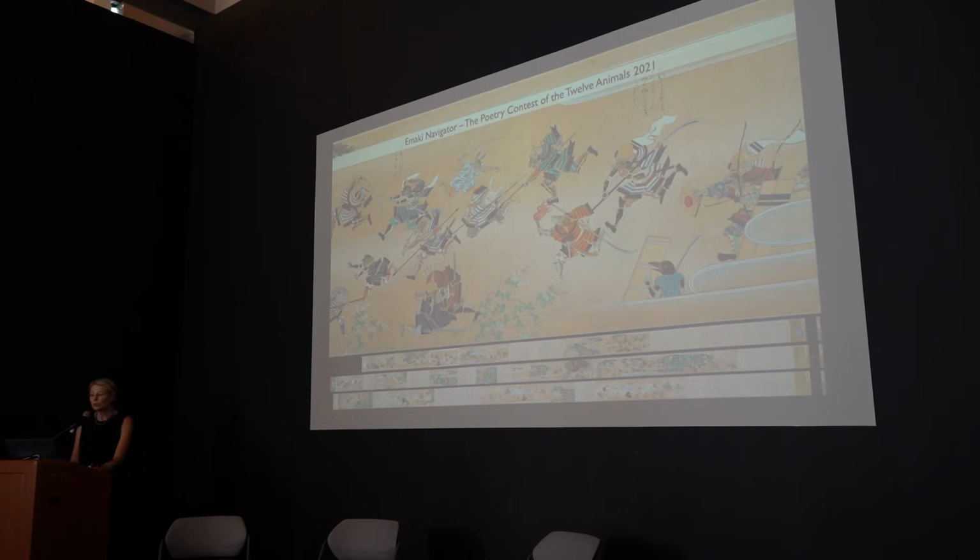Interfaces also embrace the spatial formats of their originating media. The Amaki Navigator enables visitors a spatial, temporal form of navigation through a painterly narrative. These are the three hand scrolls for the poetry contest of the 12 zodiac animals. And from a physically embodied point of view, viewers reveal each of these 17th century hand scrolls along their entire length at 1-to-1 scale, and they're between 11 and 12 meters long each.